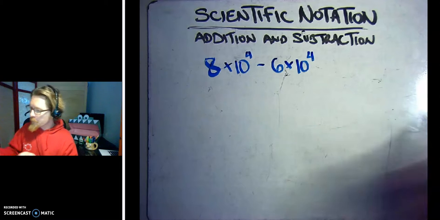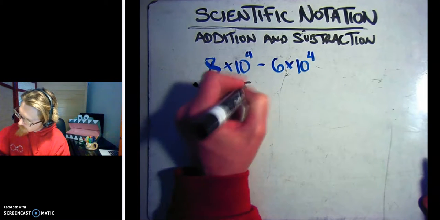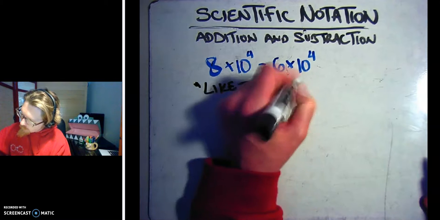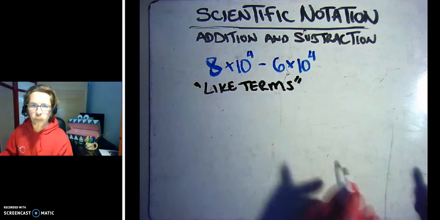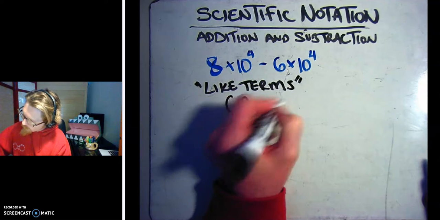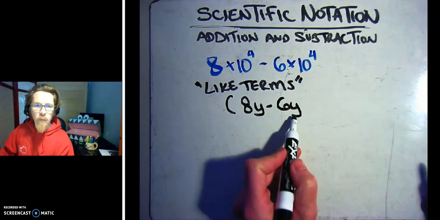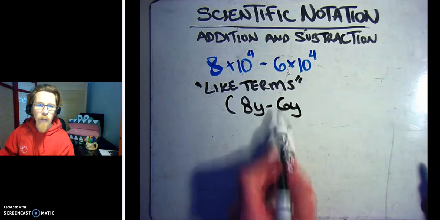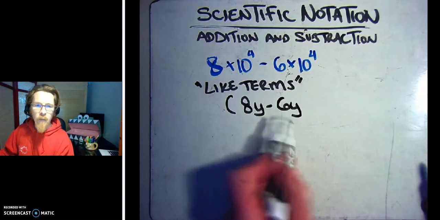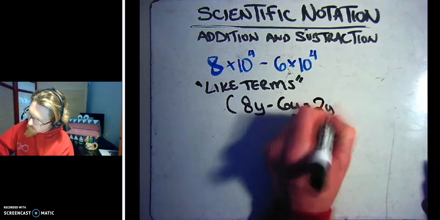Now, how I want us to think about this is that phrase, like terms. So think of 8 times 10 to the fourth. Let's look at an example like 8y minus 6y. Because the y's are the same variable, we can subtract the coefficients 8 minus 6. 8y take away 6y is equal to 2y.